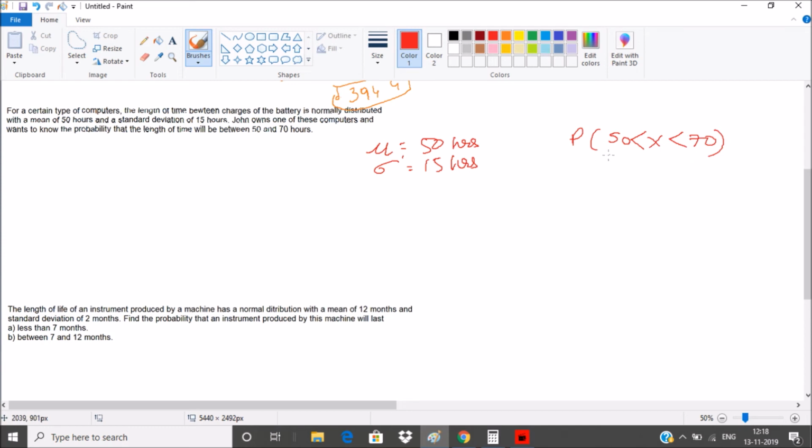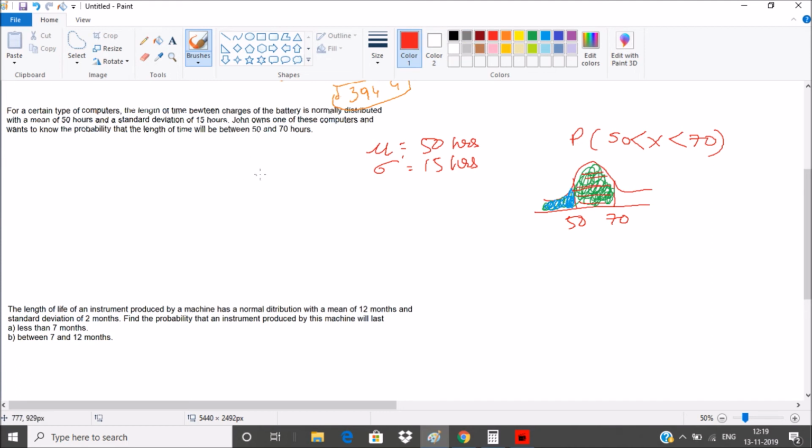So what do we need to do? If you plot that in a curve, we'll have to find out 70 and 50. The probability associated with 70 will be this green shaded area, and the probability associated with 50 will be this blue shaded area. We'll subtract both of them to get this red shaded difference, right?